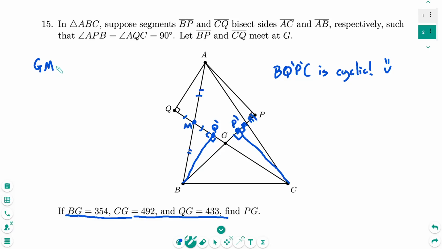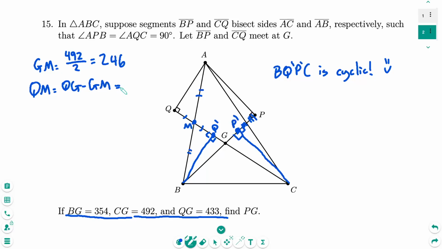GM is equal to 492 over 2, and that is 246. All right, and we're given that QG is 433. So if QG is 433 and MG is 246, we can find QM now. QM is going to equal QG minus GM, and the good thing is we know what both of these are. So we have 433 minus GM, which is 246.